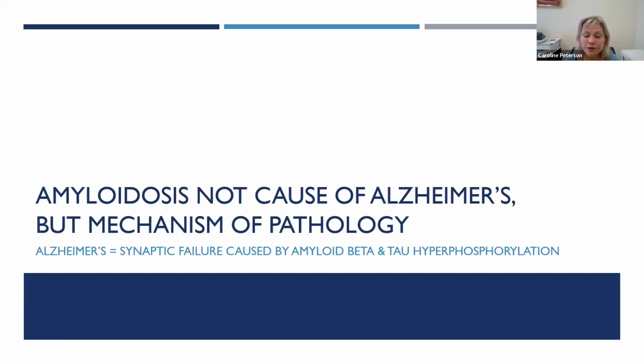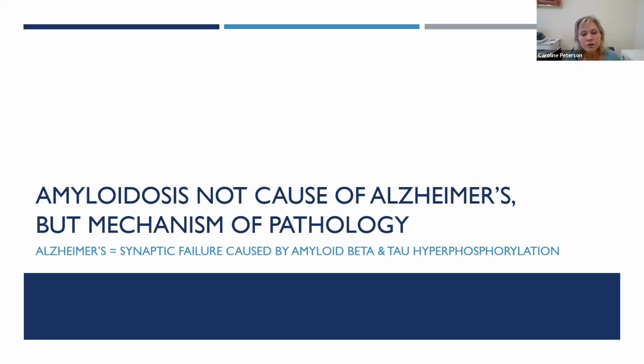So amyloidosis, or the amyloid beta plaques, are not the cause of Alzheimer's. And that's why all the research has failed. That's why the drugs fail, because it's not the cause, but it's a mechanism of pathology. Something else is driving it. And that thing that's driving the amyloidosis is the thing that we should be looking at, not the amyloidosis itself.